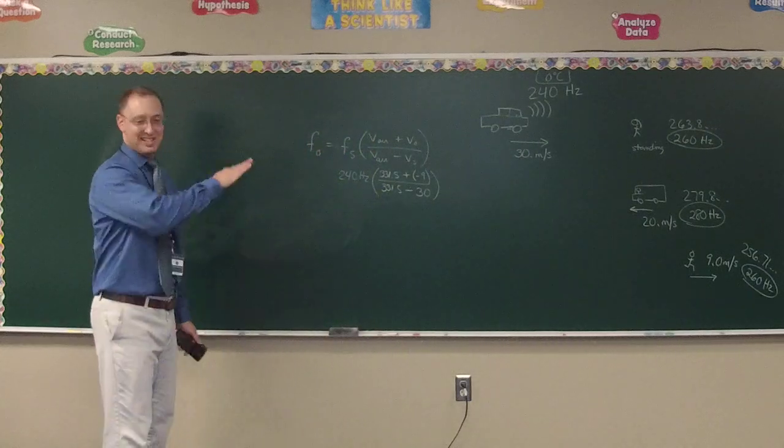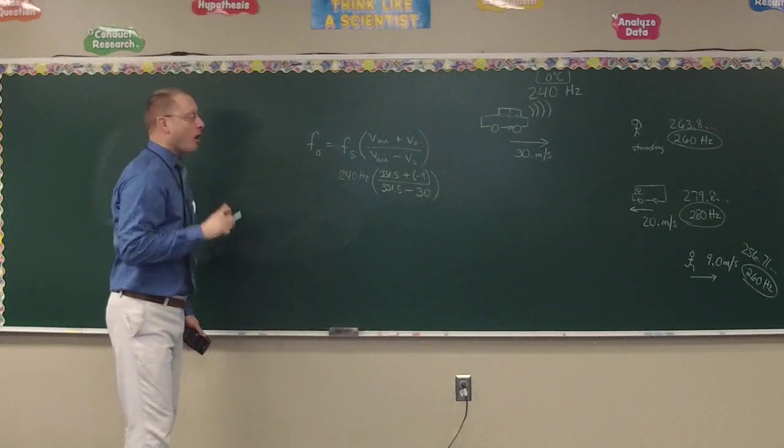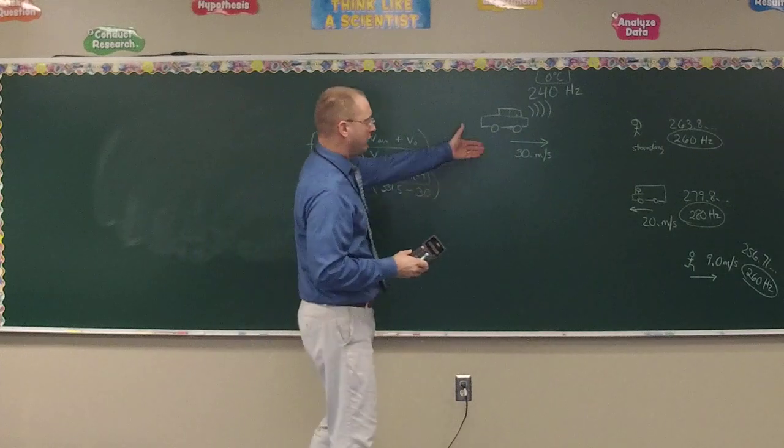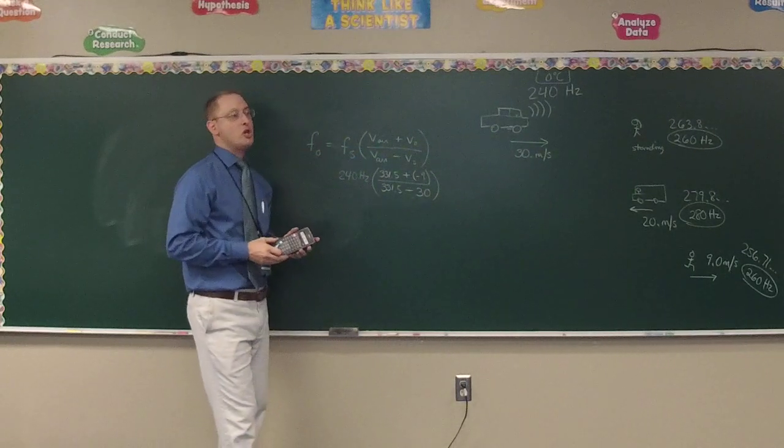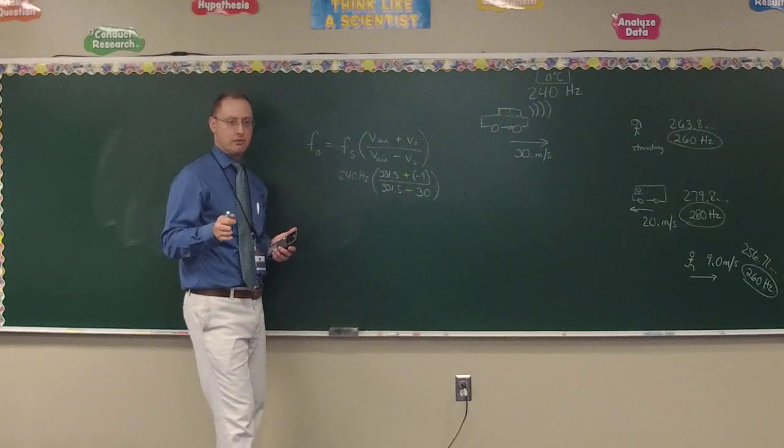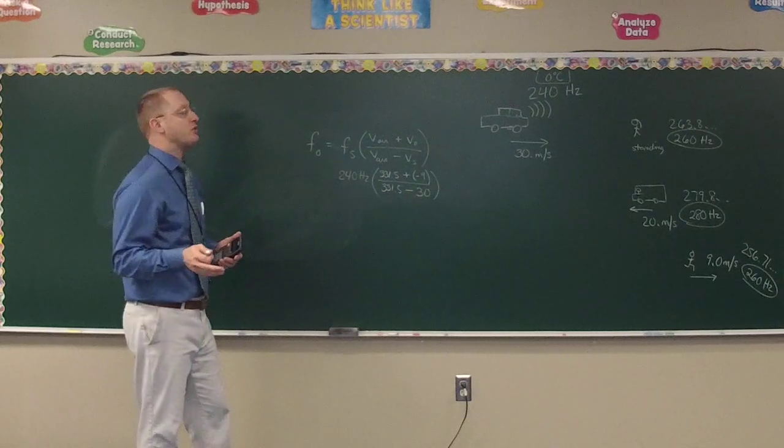All right, questions on that. What would make it, because in all these cases, her velocity was always positive. Is the velocity of the source always positive? No. What would make her velocity negative? If she were going away.